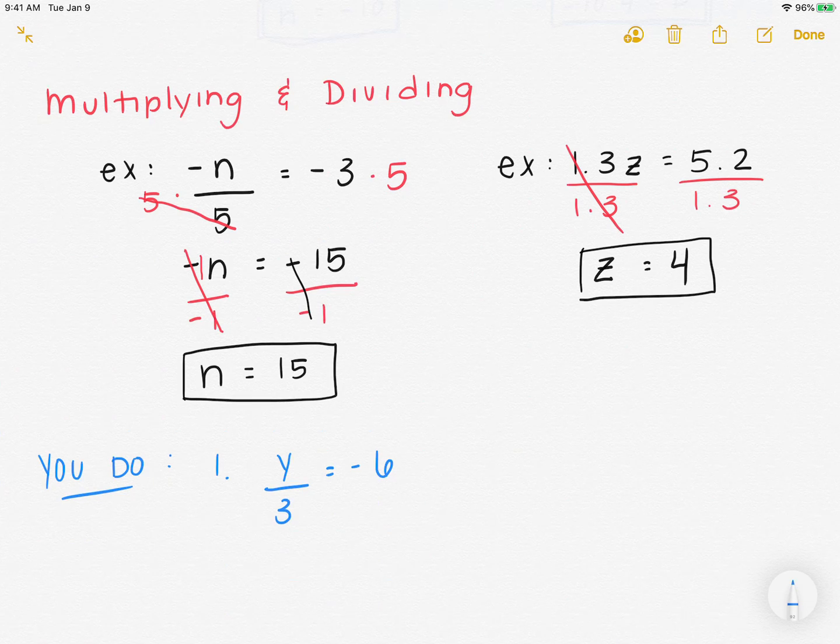So now you try y divided by 3 equals -6, and 0.05w equals 1.4.